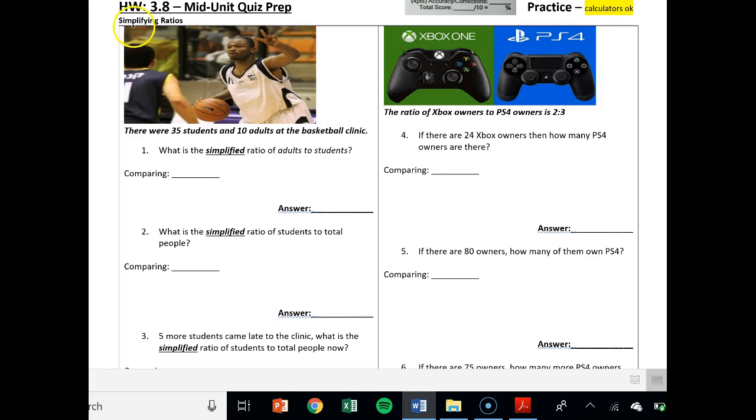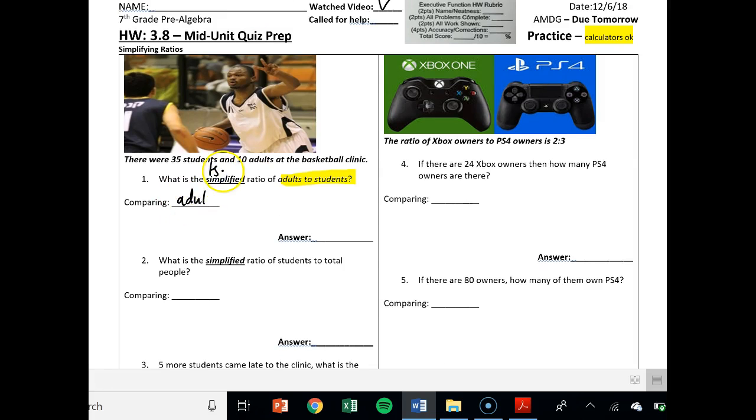So for the first problem, it's simplifying ratios. If there were 35 students and 10 adults at the basketball clinic, what is the simplified ratio? Notice how it says of adults to students. The order matters. So I can't just put 35 over 10 because that would be students to adults. So I want to compare adults to students. So adults on top, students on bottom. And that means I've got 10 adults over 35.